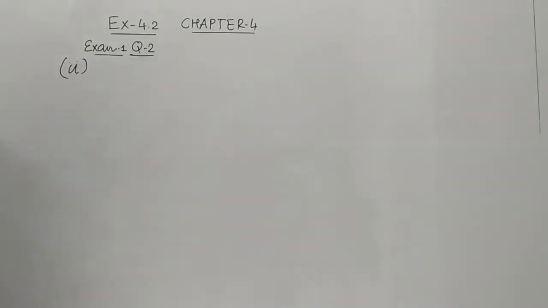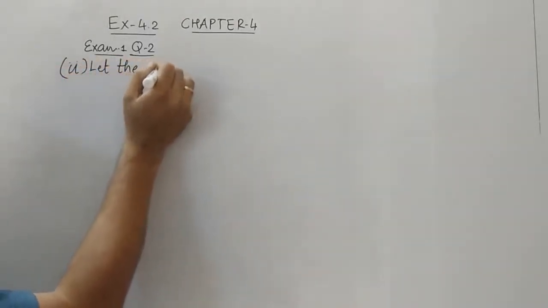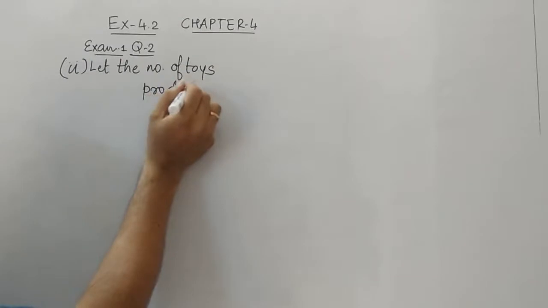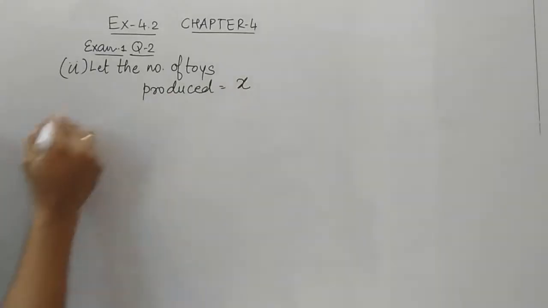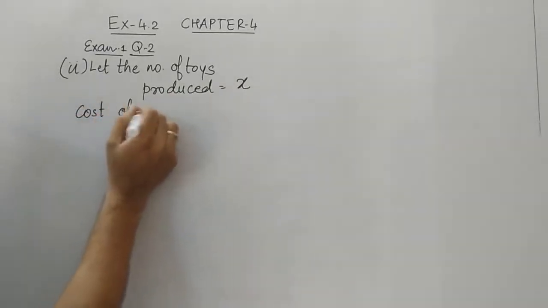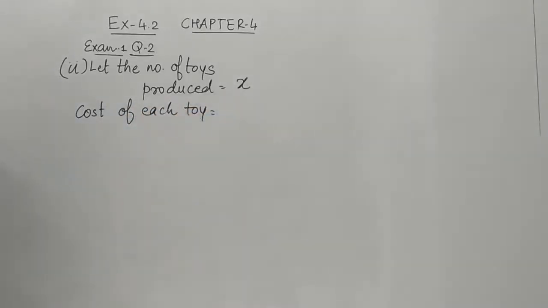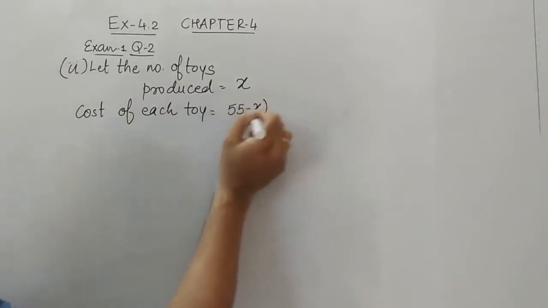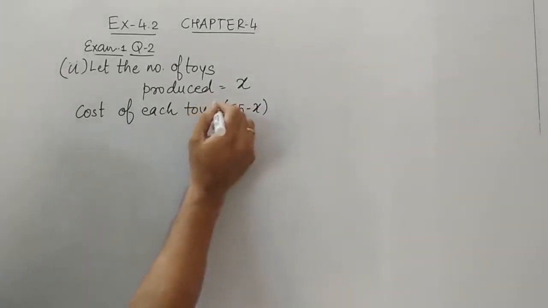So as we discussed, there are two values. So let the number of toys produced on that day be X. Now which is the other quantity? The cost of each toy. See, it is a very good relation given here. As we read the question, the cost of each toy was found to be 55 minus the number of toys produced. 55 less, that is minus X. So this is the cost, and we can write the unit as rupees.